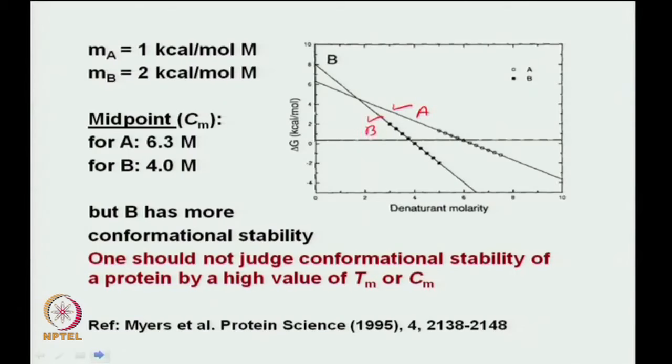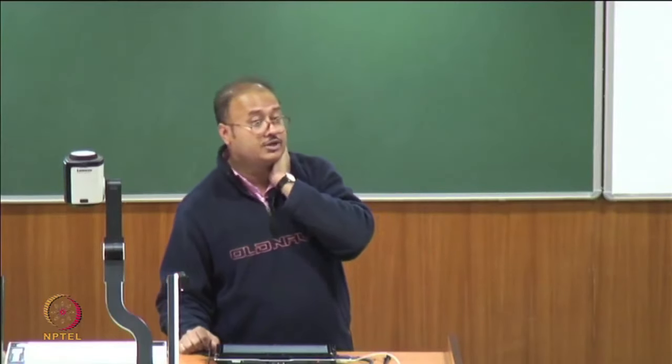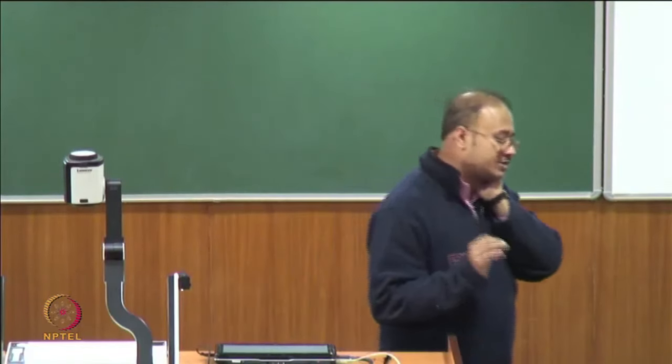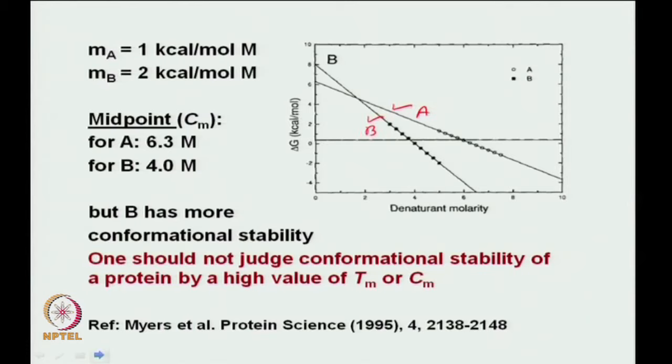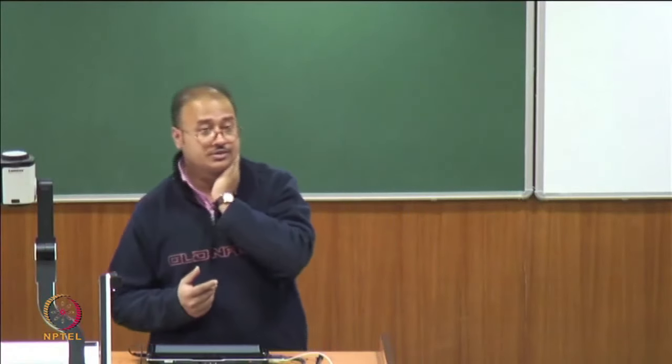So, we will stop here. That is essentially bringing us to the end of chemical denaturation. Next class, what we will do is we will try to look at some mechanisms that people think, the mechanisms they invoke to denature proteins by chemical denaturation, and then move on to other types of denaturations. Okay.